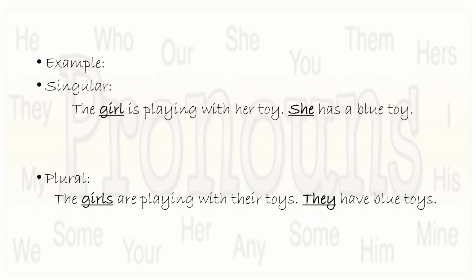If we say the girl is playing with her toy, she has a blue toy. That is singular. But if the girls are playing with their toys, they have blue toys, that is plural.